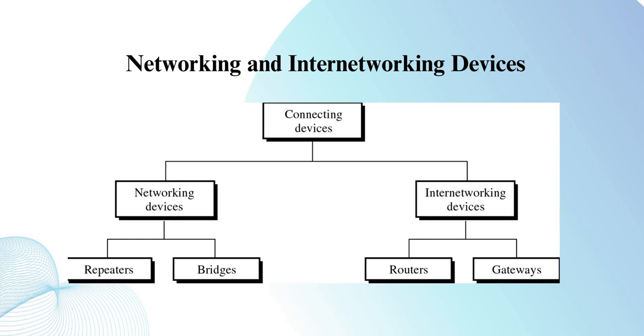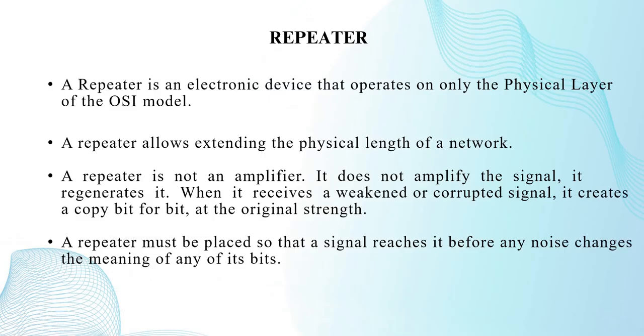The topic is networking and internetworking devices. Generally, we call them the connecting devices. The connecting devices are categorized into networking devices and internetworking devices. The networking devices are classified into repeaters and bridges. The internetworking devices are the two major devices: routers and gateways.